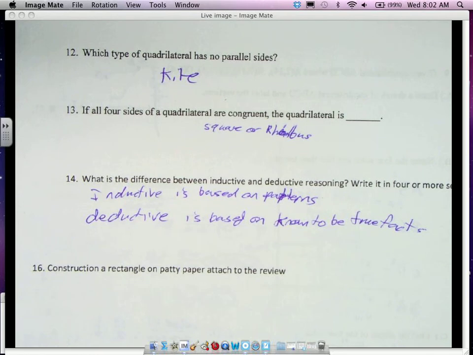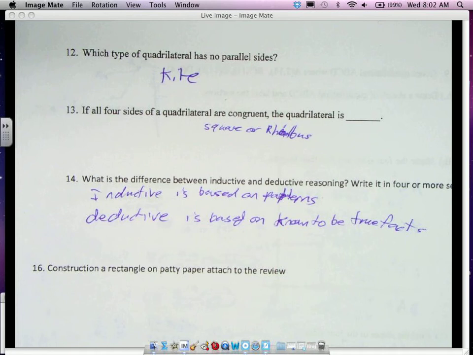What is the difference between inductive and deductive? A lot of people forgot this. Inductive is based on patterns, and deductive is based on knowledge known to be true. Okay, so now we're going to look at patty paper, compass, and mirror.